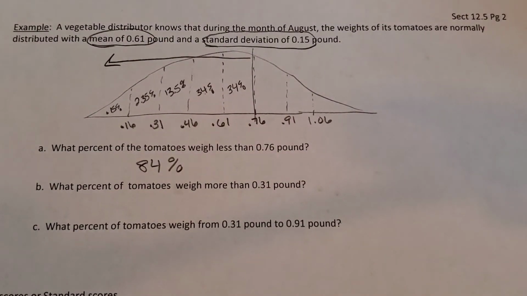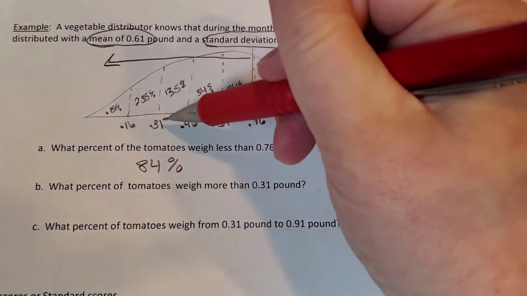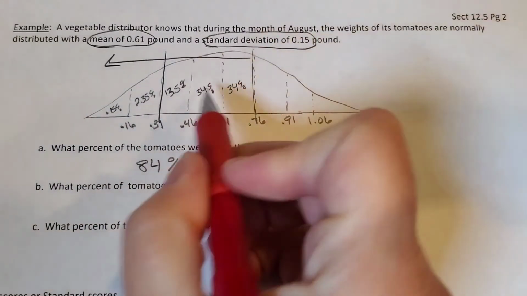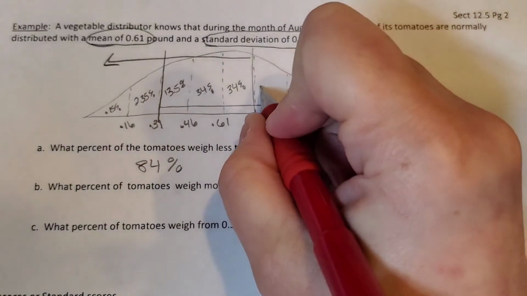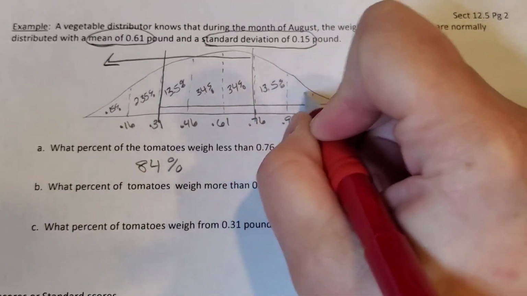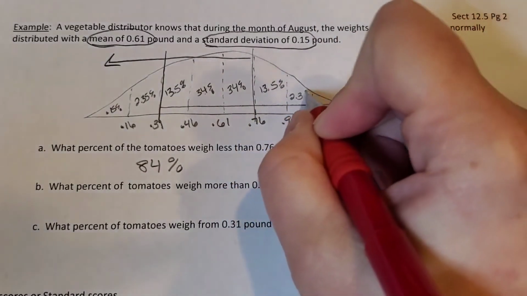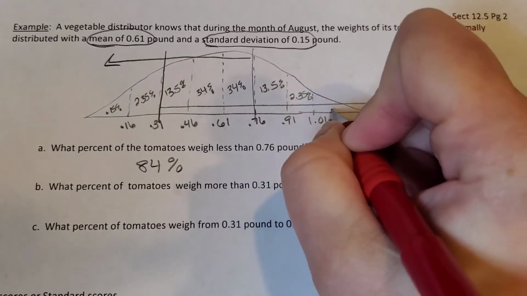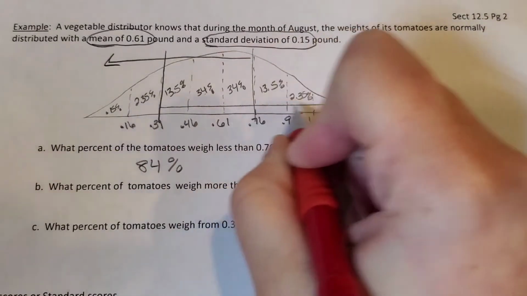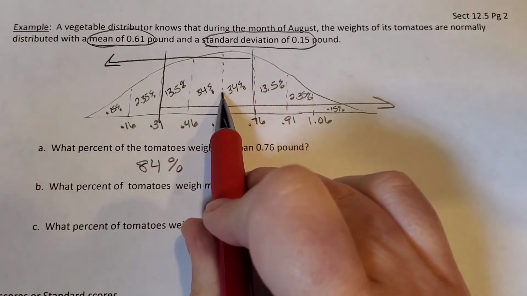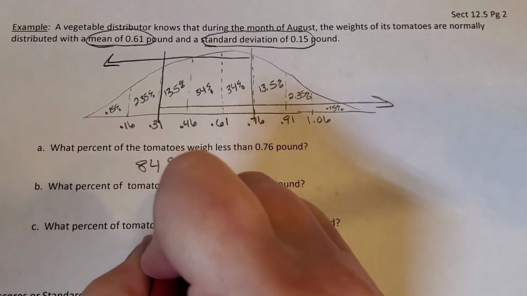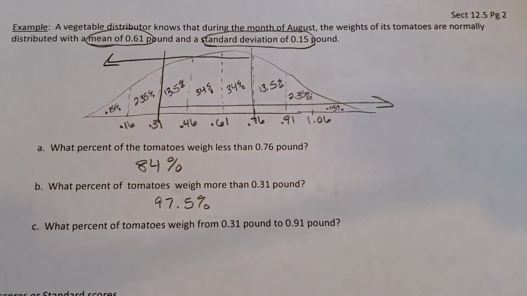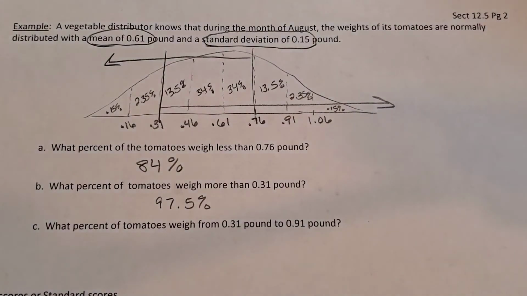Part B, what percent of the tomatoes weigh more than 0.31? Well, again, more than 0.31. Here's our 0.31. More than is going to be this direction. So we're going to need to add up all of these. Remember this one that we haven't filled in yet was 13.5, 2.35, and 0.15. And so you can add them all up. Remember, from here to the middle, you should get 50 plus the 34 plus the 13.5. You end up with 97.5% of the tomatoes weigh more than 0.31 pounds.